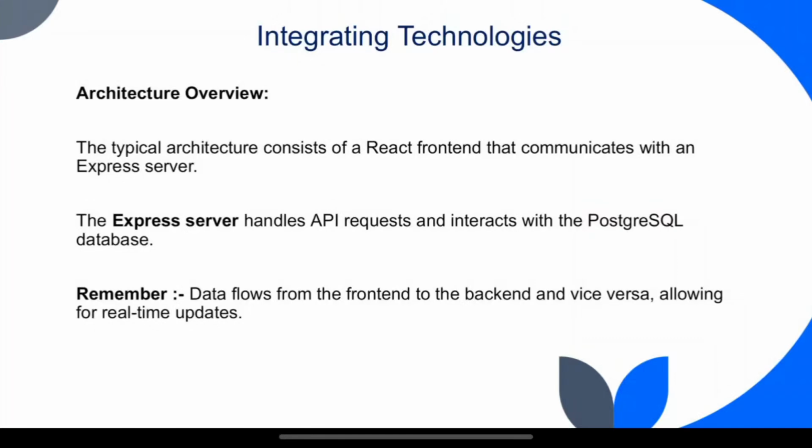Now that we have an overview of each technology, let's see how they integrate. Architecture overview: typically the architecture consists of a React frontend that communicates with an Express server. The Express server handles API requests and interacts with the PostgreSQL database. Data flows from front end to back end and vice versa, allowing real-time updates.